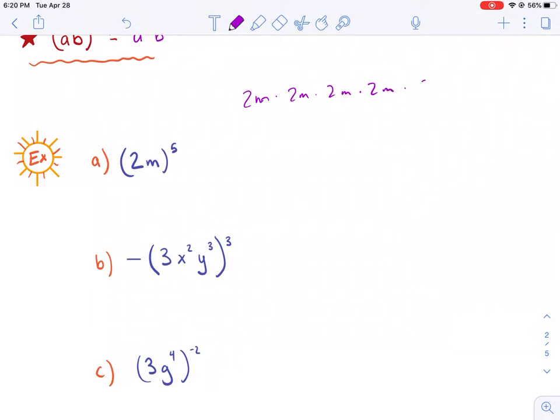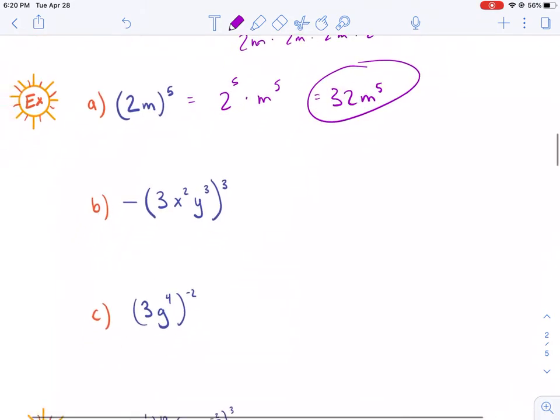So I suggest taking the shortcut and saying this is the same thing as 2 to the 5th times m to the 5th. So then we get 2 to the 5th is 2 times 2 times 2 is 8, times 2 is 16, times 2 is 32, m to the 5th. Okay, so that's that answer.